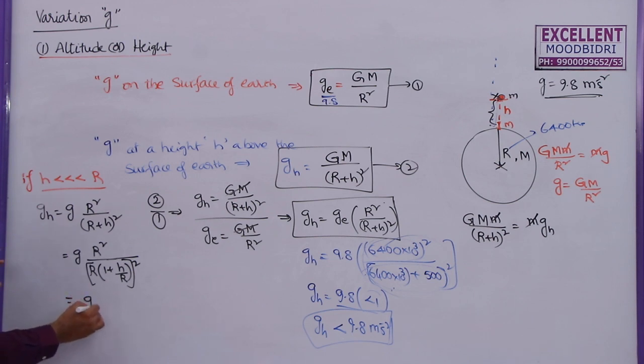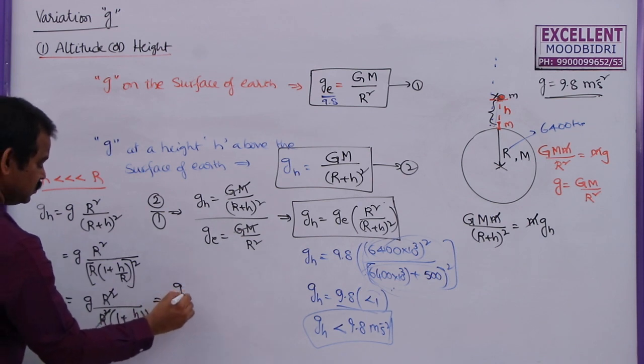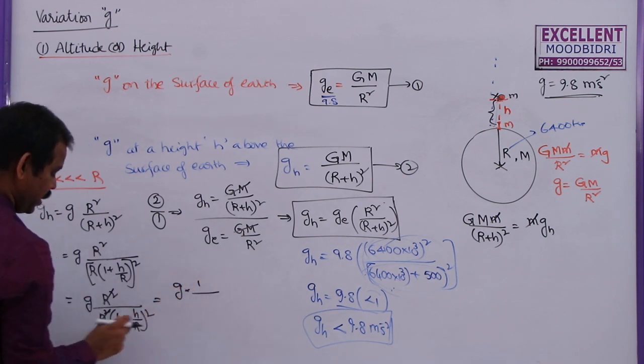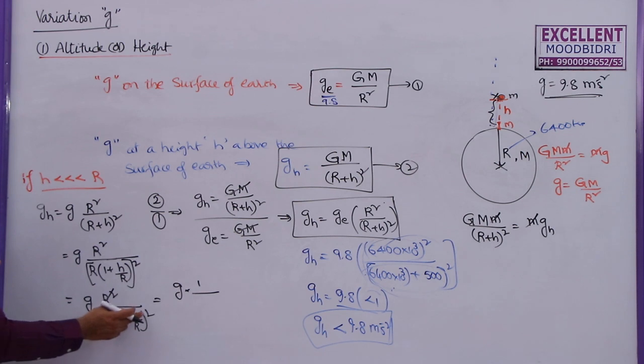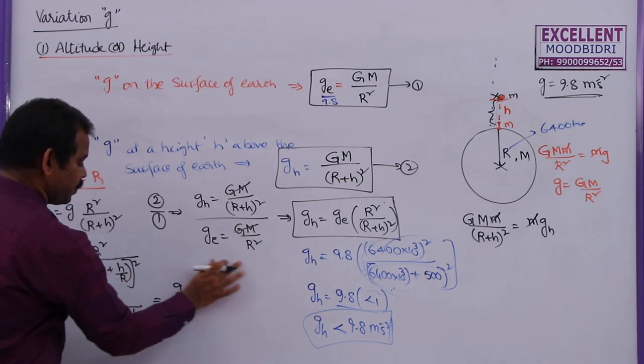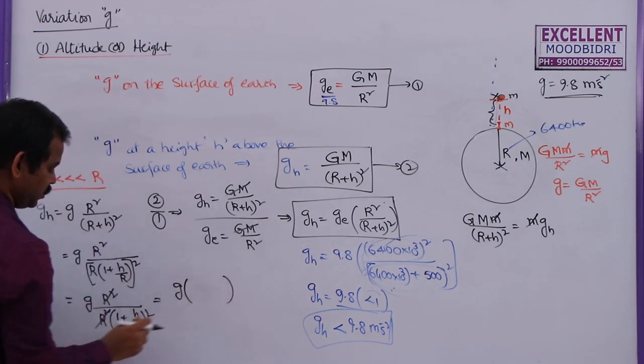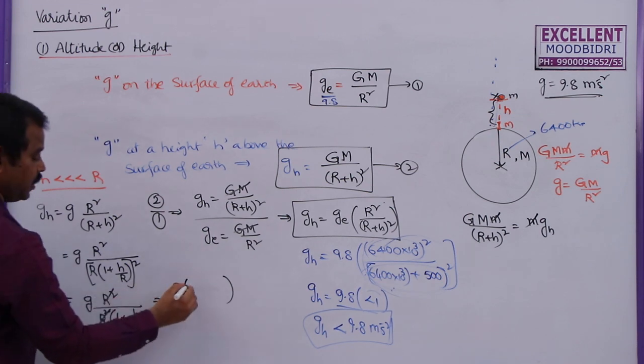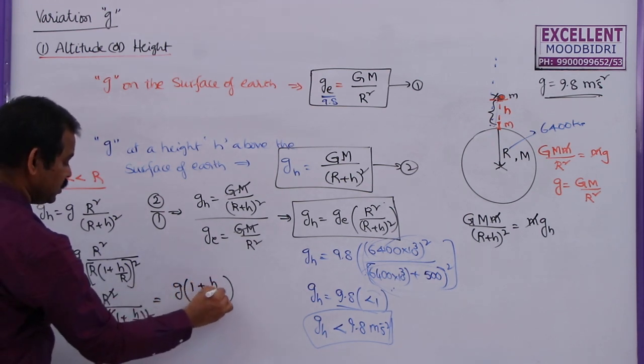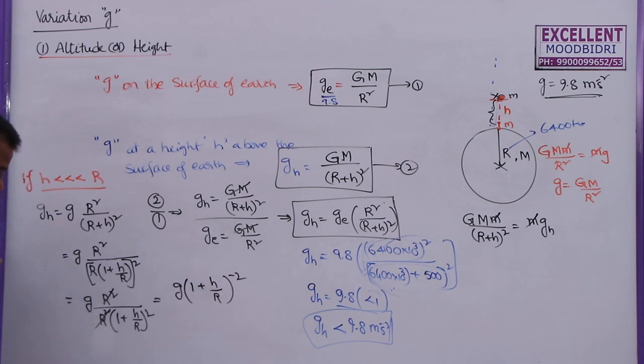Now this can be written as G into R square by R square into (1 plus H by R) whole square. You can cancel R square and R square. This will become G into 1 by (1 plus H by R) whole square. When it comes to the numerator, it is in the denominator here, so if you write this in the numerator, (1 plus H by R) whole power minus 2.